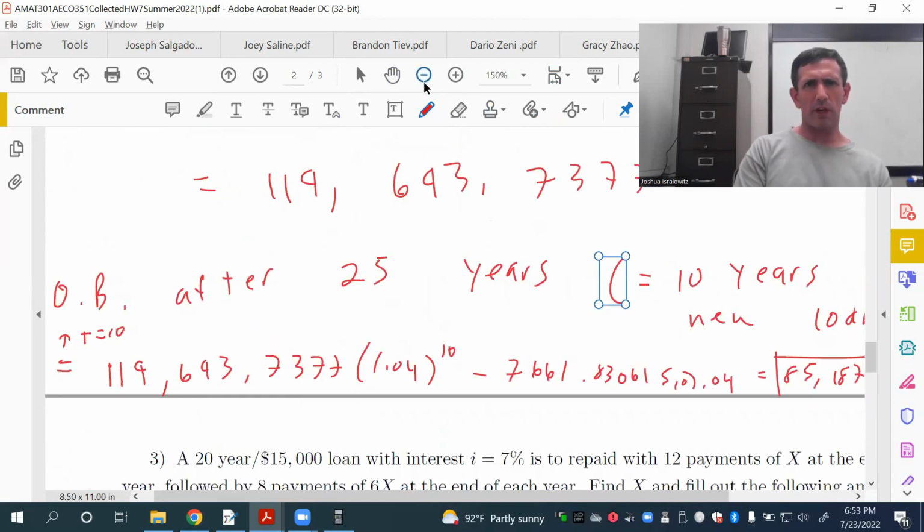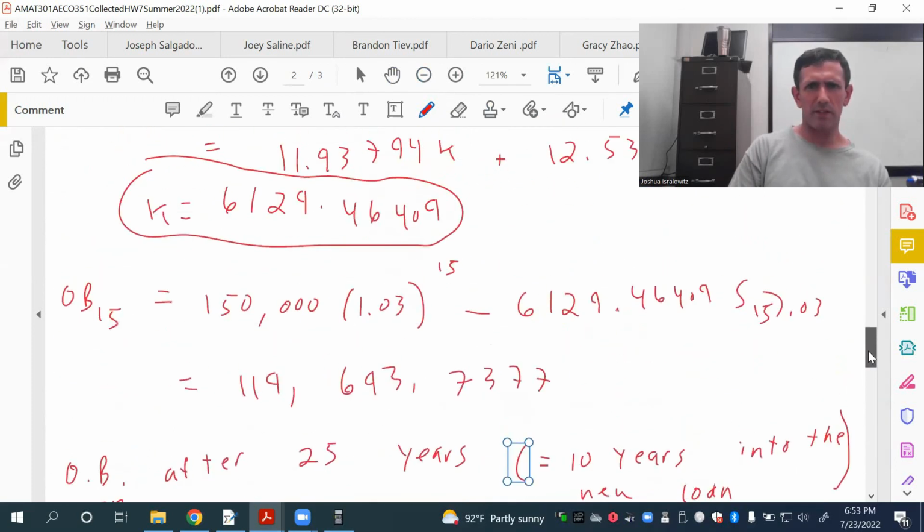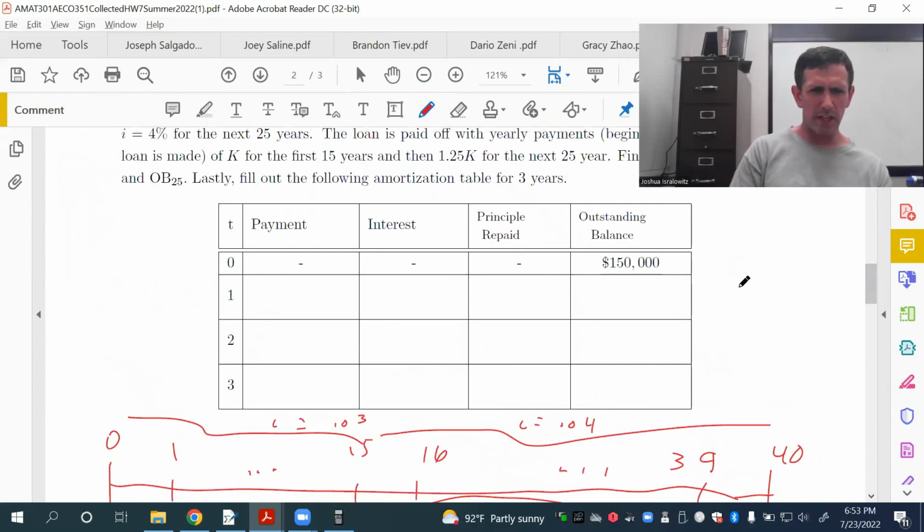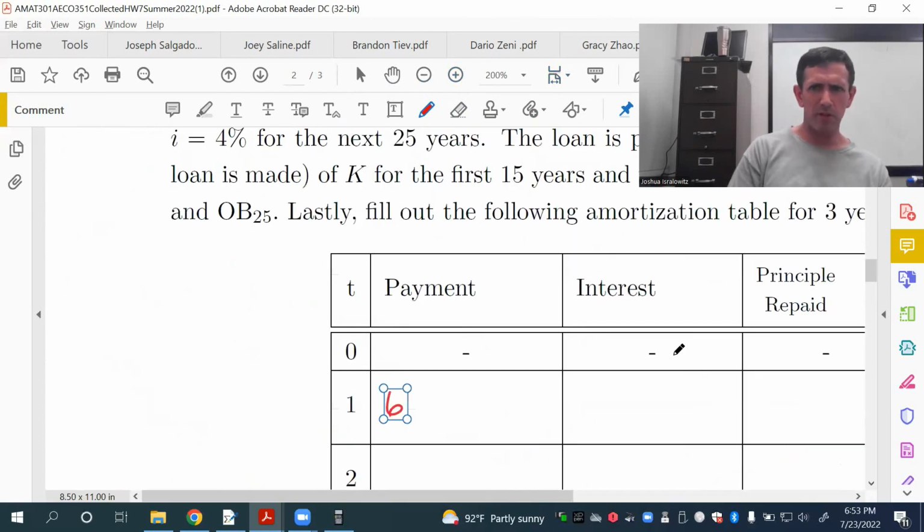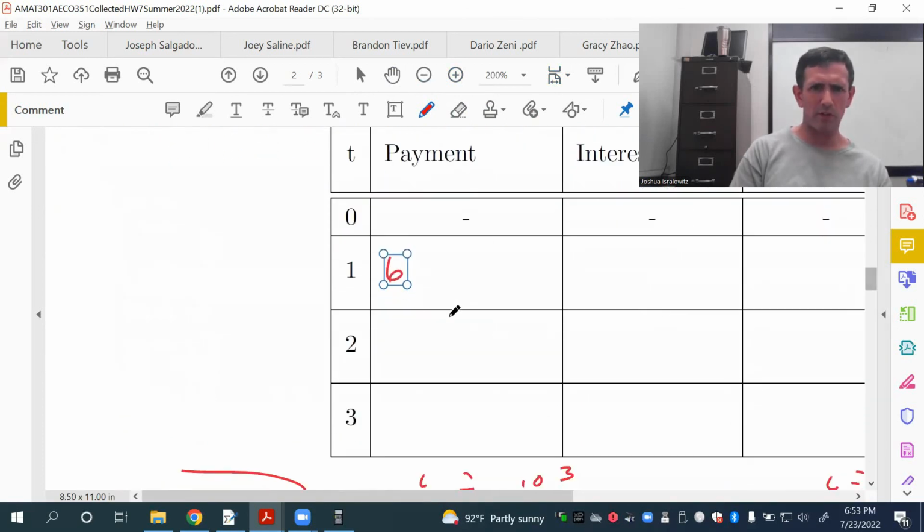Yeah, for the amortization table, most people got that, so I'll be quick. So the payments, certainly for the first 3 years, are 6129.46.